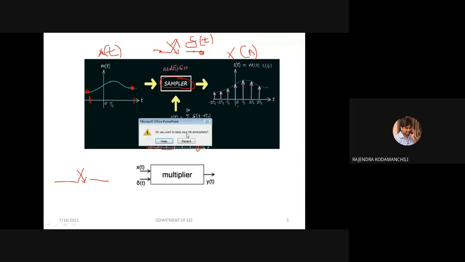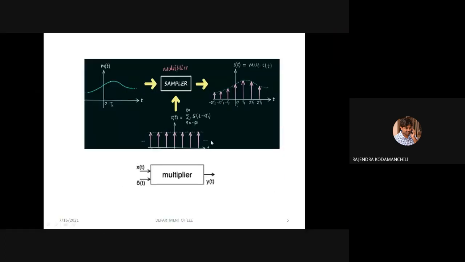Wait a second, I will try to convey this. Here it is called a continuous time signal. Now, in order to convert the continuous time signal to a discrete time signal with the help of a sampler, the sampler acts as a switch, a simple switch.